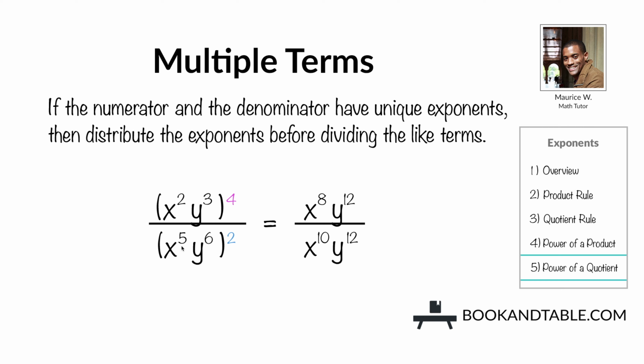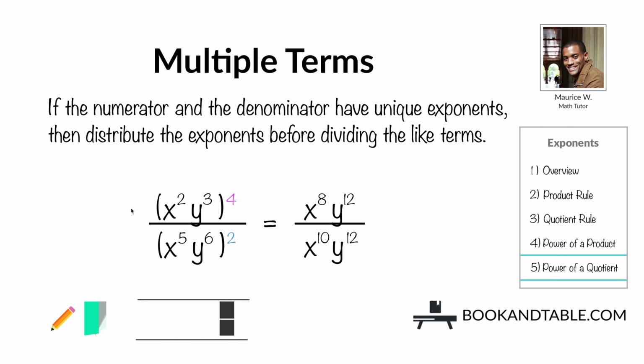Same thing in the denominator. Distribute this 2 to this 5 and this 6. So we get x to the 5 times 2, which is x to the 10th. Y to the 6 times 2 gives you y to the 12th. And now that you've distributed those exponents, now you can divide the like terms in this step.